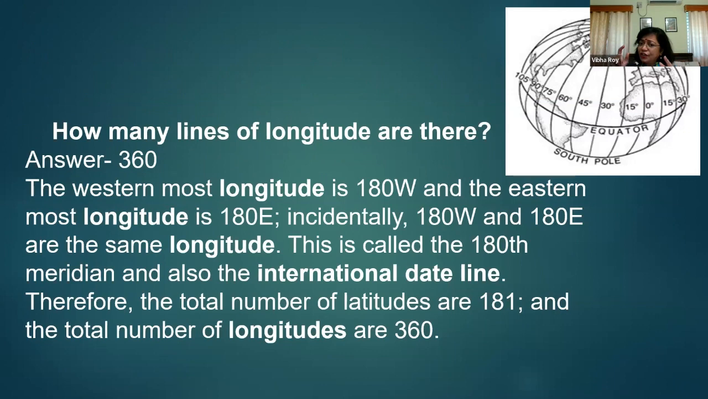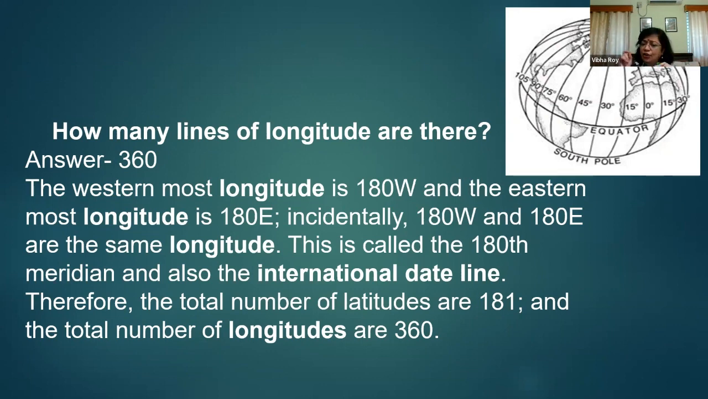So how many lines of longitude are there in total? 360, because a circle is 360 degrees. Now we have to make this concept clear to the children, that 180 degrees is one line only, and it is going round the earth. So the westernmost longitude we call 180 degrees west, and the easternmost 180 degrees east. But both are the same longitude. So this is called the 180th meridian, and also the International Date Line, right?